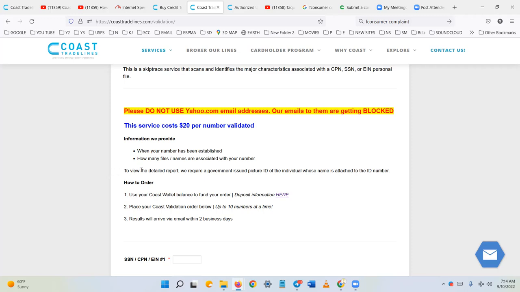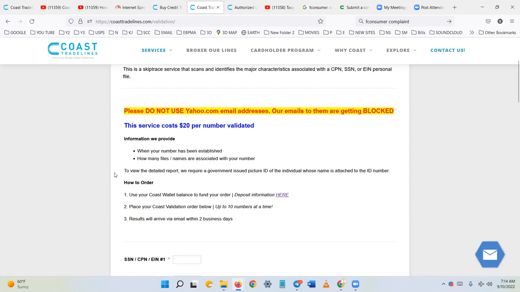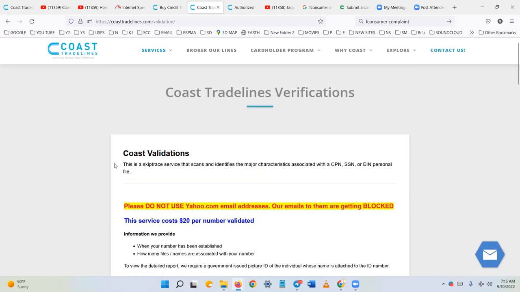I'm not about to give people, because if you give these people your social and stuff, that's one thing. What I thought about it, I said, I'm not about to go over here because you're going to have to enter in your information, and if they run the site, they have a database which stores everything. Even if they say we don't store your card, they store your card. It's stored in the database files of WordPress. So I'm not about to give no ID. How to order. Use your Coast wallet balance to fund your order. I mean, I might. Maybe I'll make an ID. I don't know.